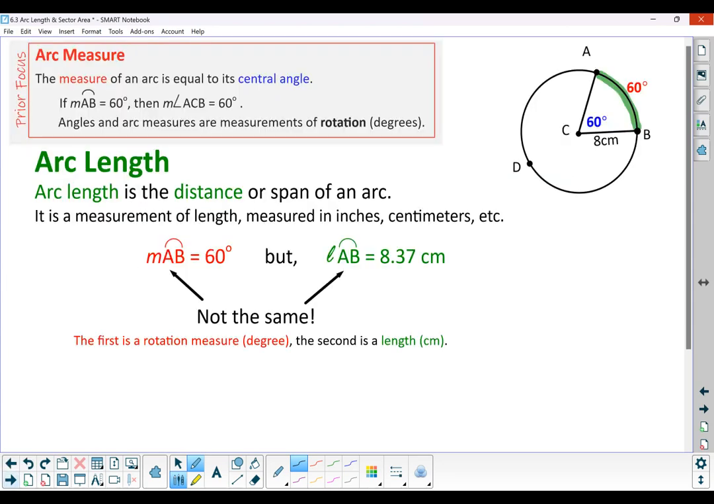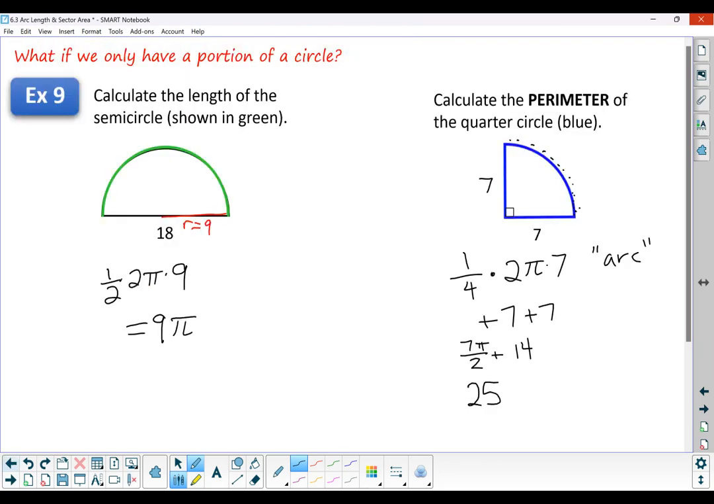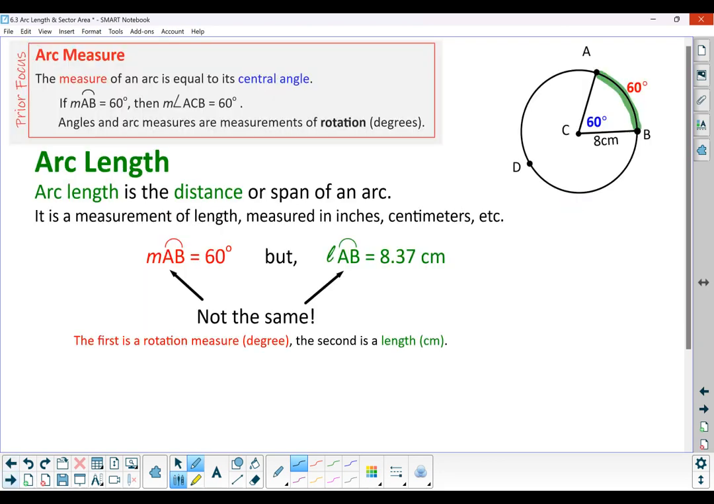Okay, so arc length is a lot related to what we were doing here. It's where we only have a fraction of the circle. We don't have the entire circle or even half of the circle. We just have some portion. Arc length is the distance or the span of an arc. We're definitely measuring length here, so it's not measured in degrees. This arc that I have shown in green right here has an arc measure of 60 degrees. We talked about arc measures before. It has a length of 8.37 centimeters.